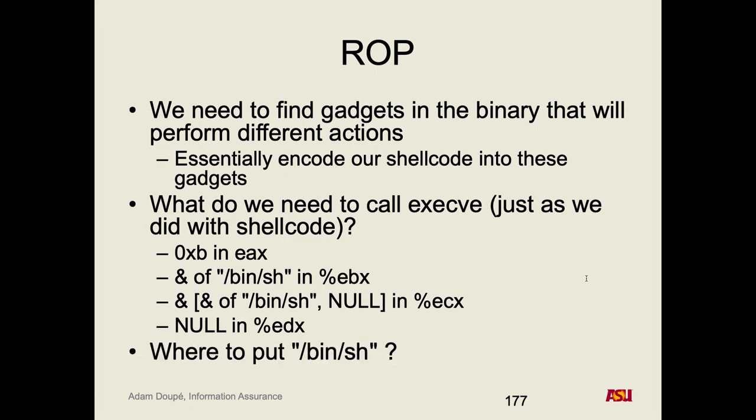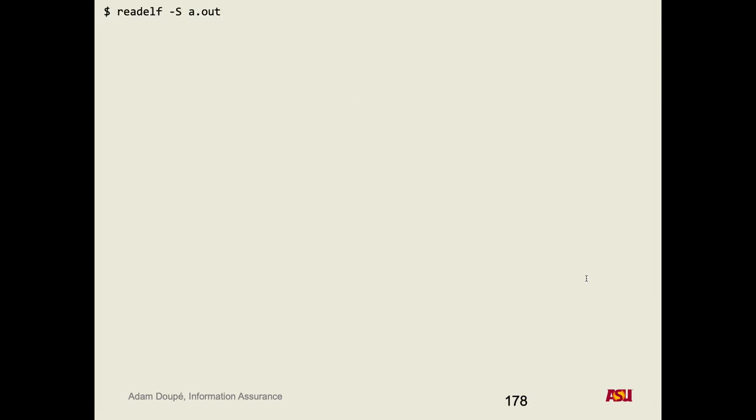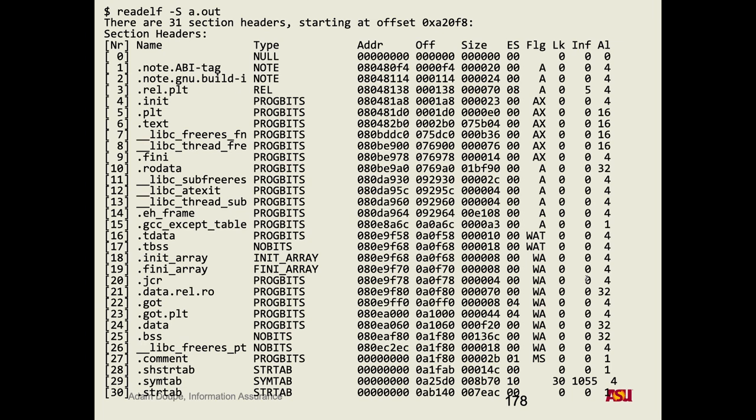But we need to figure out where to put binsh. So we need the string binsh somewhere in memory. The readelf command you can use to look at a binary, and this will give you this nice, ridiculous table that you shouldn't let scare you. It shows you all the different memory areas of the program and what their permissions are. The thing we're interested in here is the FLG, the flag column. The X are executable, the W is writable. So we need something that's writable. So let's say we are going to target this dot data section.